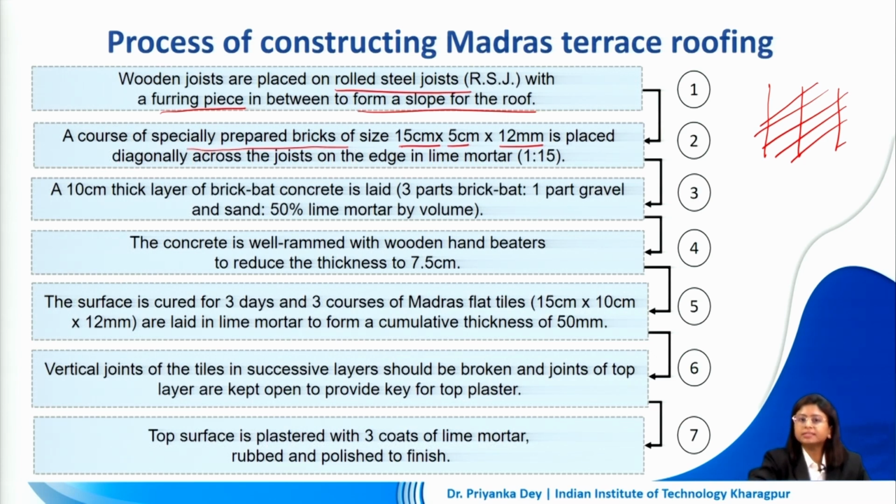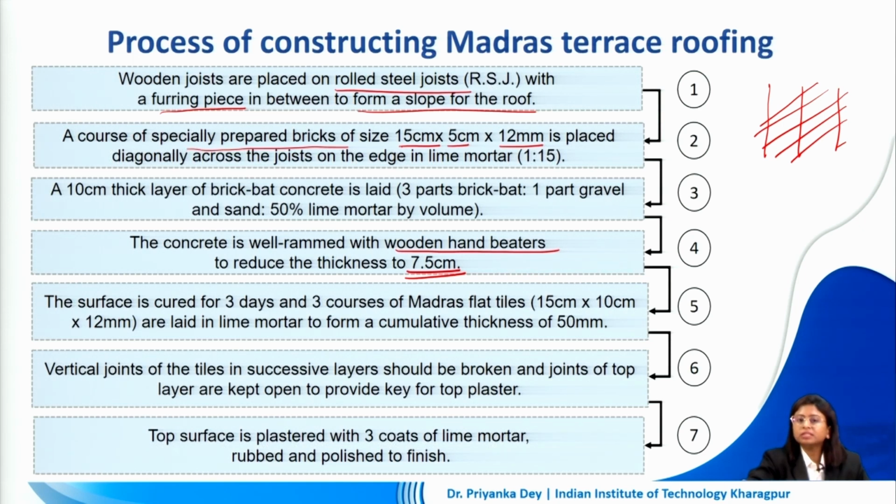The concrete is then well rammed with wooden hand beaters until its thickness reduces from 10 centimeters to 7.5 centimeter. The surface is cured for about 3 days, and 3 courses of Madras flat tile, 15 centimeter cross 10 cross 12 mm, are laid in the lime mortar to form a cumulative thickness of 15 mm.